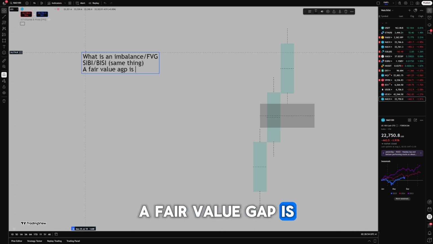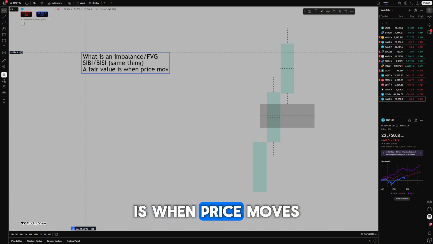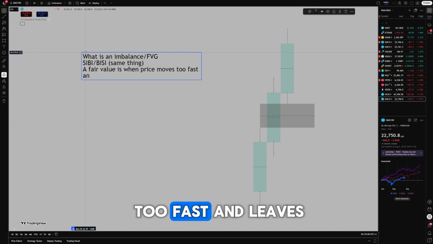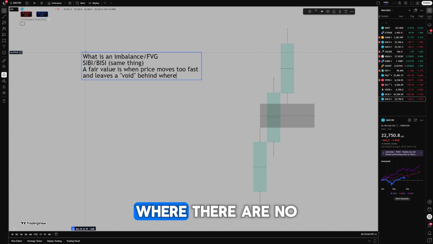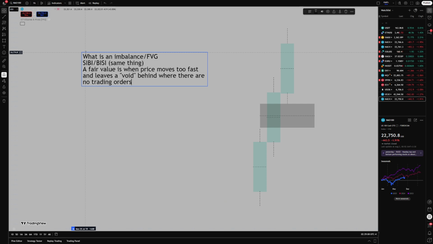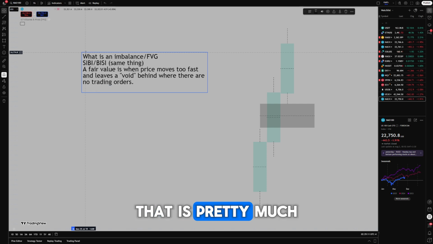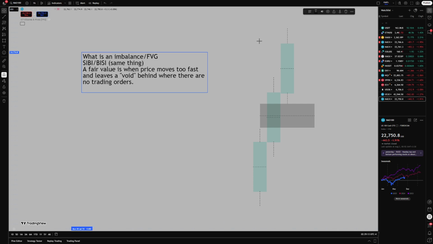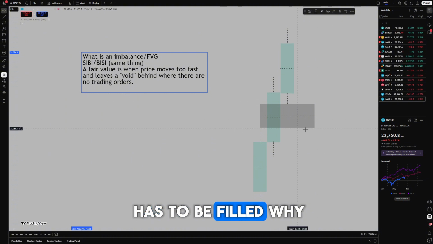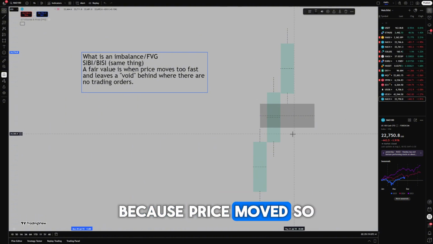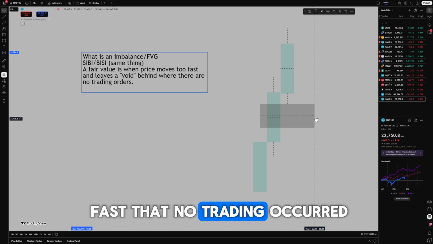A fair value gap is when price moves too fast and leaves a void behind where there are no trading orders. That is pretty much what it is. This range in here has to be filled. Why? Because price moved so fast that no trading occurred here.